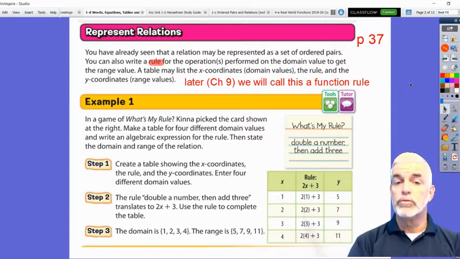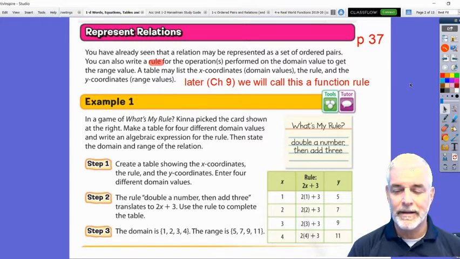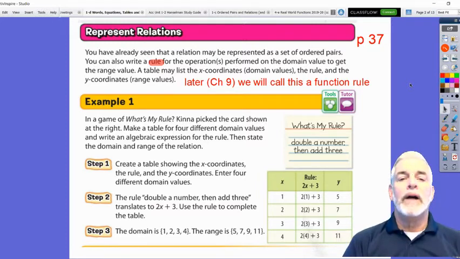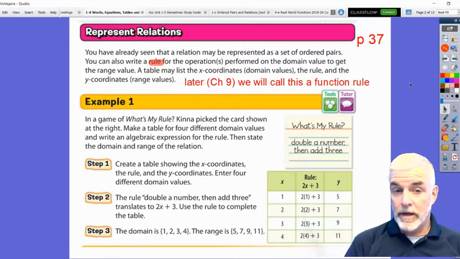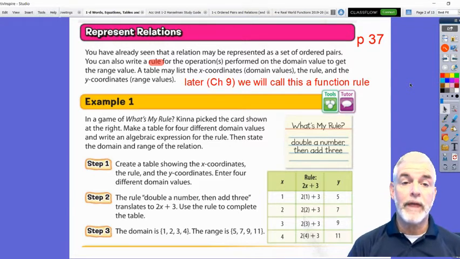You can write a rule, also known as a function rule, which we will cover when we get to functions later on in chapter 9, but you might hear me refer to it as a function rule just because that's my 8th grade math history. So I use that all the time. It's also an equation, right? A rule is an equation that has the 2 variables in it, okay? And you can also do a table, and you can also make a graph, right?